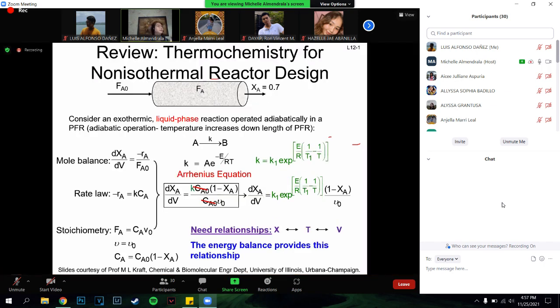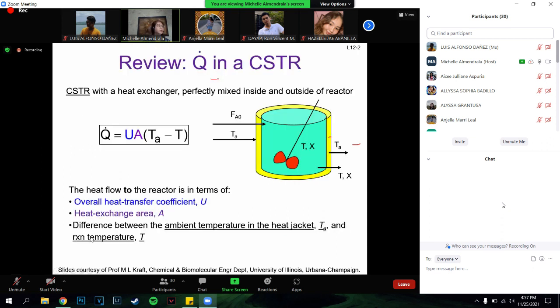Thermochemistry for the non-isothermal reactor design again. So for the reactor design, we have to start again with the mole balance. So your mole balance, this one is for a plug flow reactor. And you have the rate law and the stoichiometry as well.